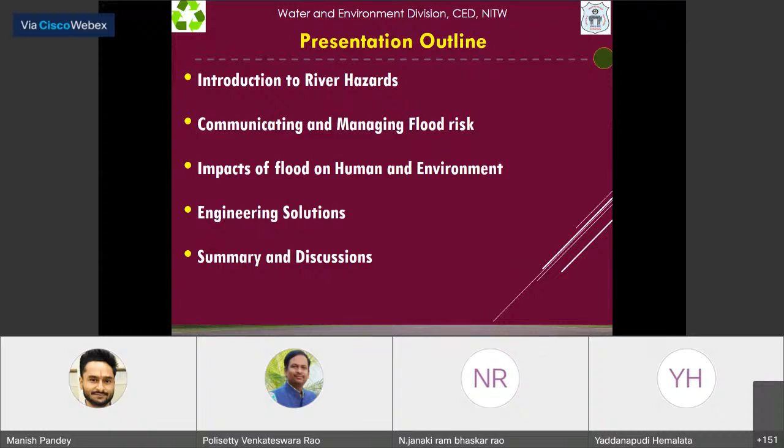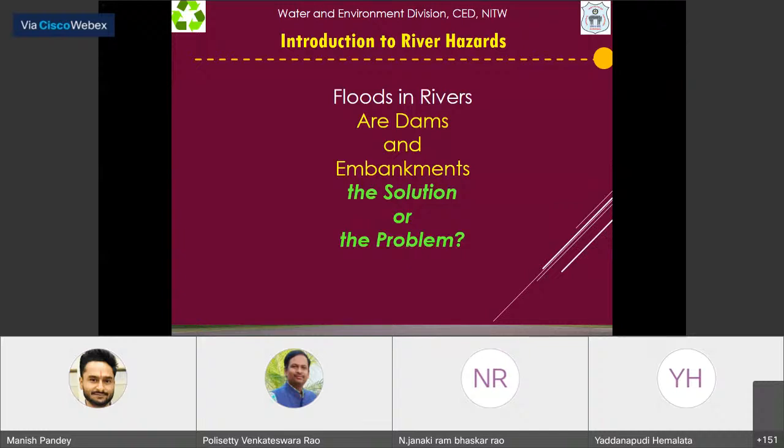I'll start my presentation with one big statement we generally come across: water resource structures such as dams and embankments are structures that protect us from sudden floods in rivers. Water resource engineers generally say that these structures help us manage water better, particularly during floods. We can store the water during the dry period and use it during the non-monsoon period and for other purposes. So they say that dams and embankments are solutions.